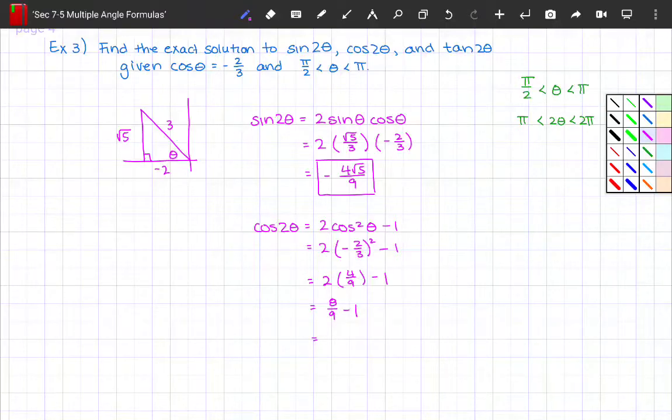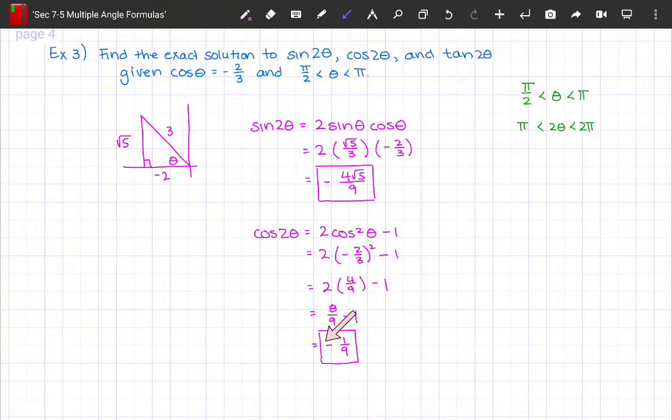And 8/9 minus 1 is negative 1/9. And again, it's okay that we're getting a negative answer. If theta is between pi over 2 and pi, 2 theta has to be between pi and 2 pi. And now we've actually narrowed it down. Again, pi to 2 pi is anywhere in quadrants 3 or 4.